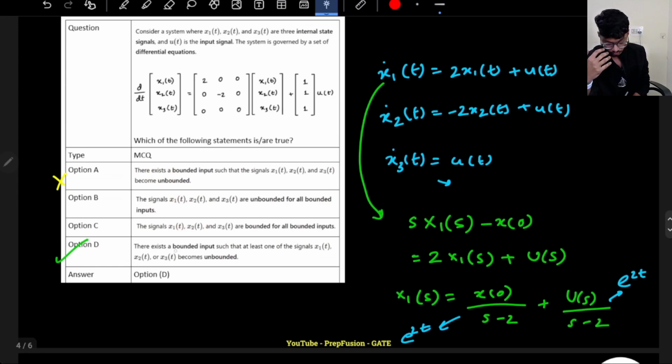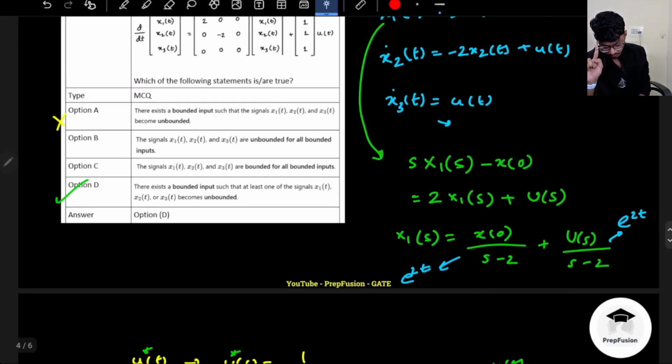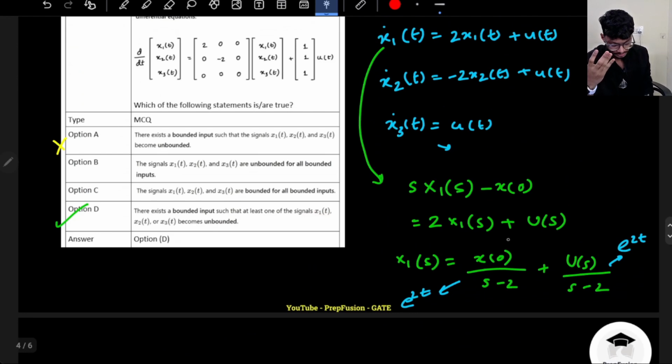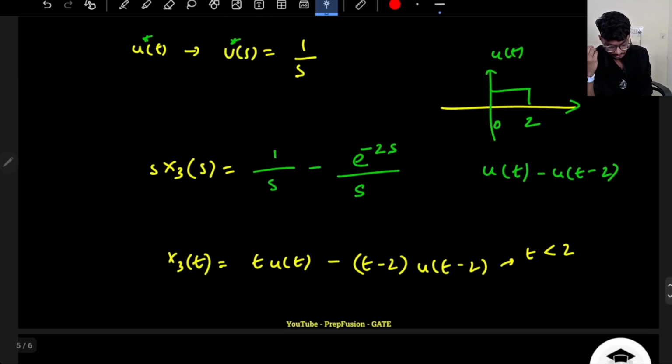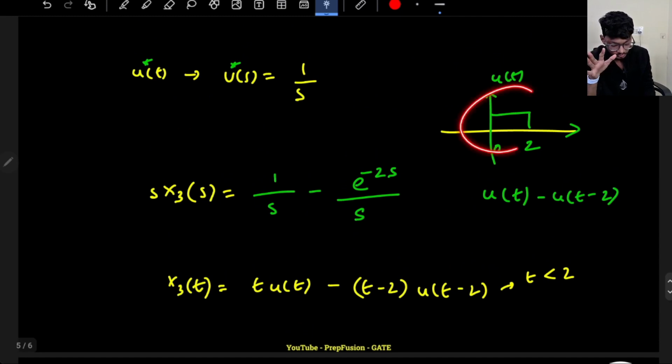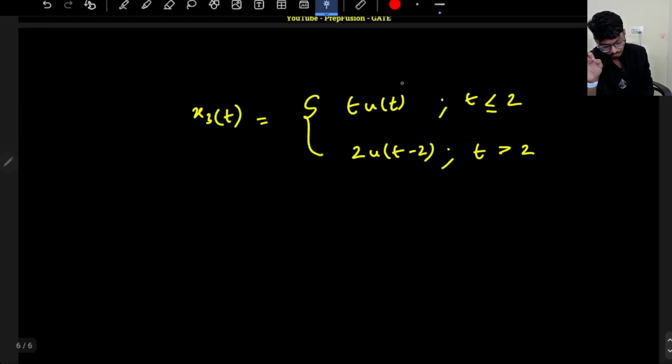Now why? Because there exists a bounded input for which at least one of the signals will be unbounded. This is the example, right? Here you will get a term when you do the inverse Laplace, e raised to power 2t, and then your signal will go unbounded. So the signal will be unbounded due to this e raised to power 2t, because at t equals infinity this will be unbounded. But for this type of signal, even though my input was a finite duration signal which is bounded, I am getting the output as bounded only. It is not a finite duration signal, but I am getting the output as bounded.